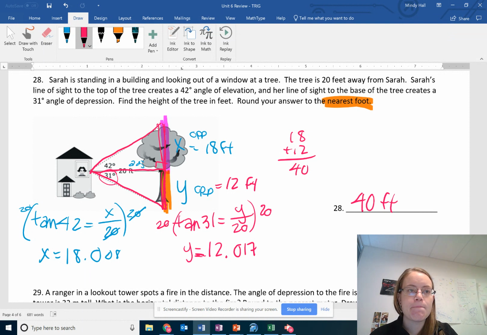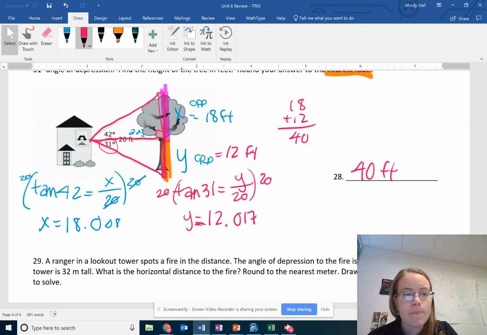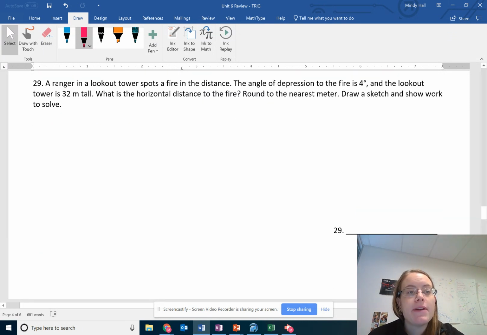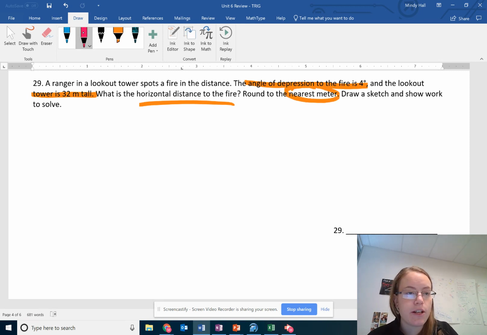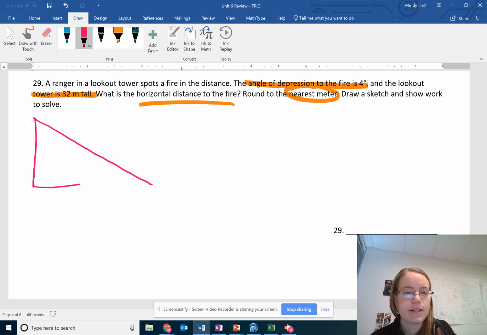Okay. All right. So a ranger in a lookout tower spots a fire in the distance. The angle of depression to the fire is 4 degrees, and the lookout tower is 32 meters tall. What is the horizontal distance to the fire, rounded to the nearest meter? So we have to draw a sketch. So we have our observation tower, and we see our fire way out in the distance.